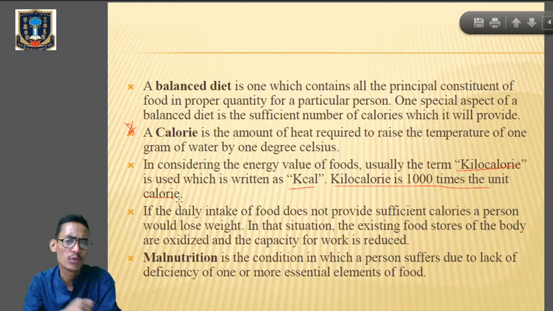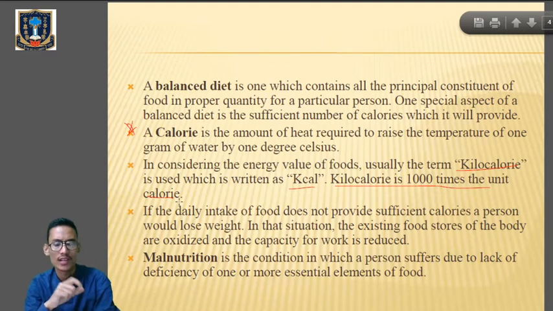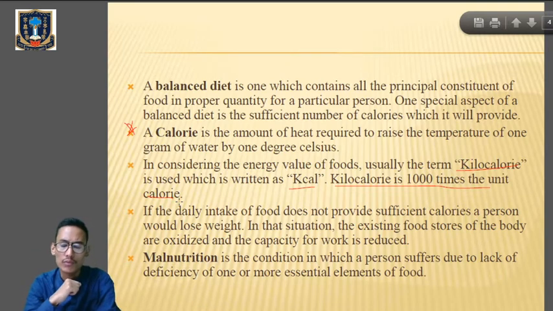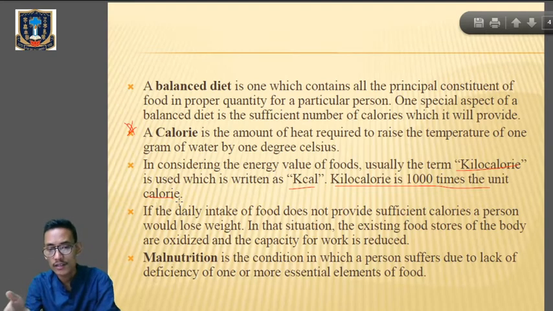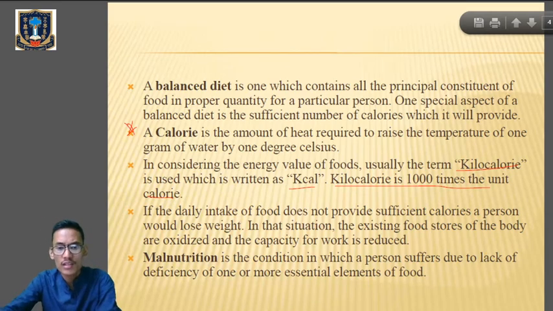In this situation, the existing food stores of the body are oxidized and the capacity for work will be reduced. Malnutrition is the condition in which a person suffers due to lack or deficiency of one or more essential elements or components of the food. If you are not getting the essential components or nutrients from the food, then one will suffer from malnutrition, and from different types of diseases or disorders.